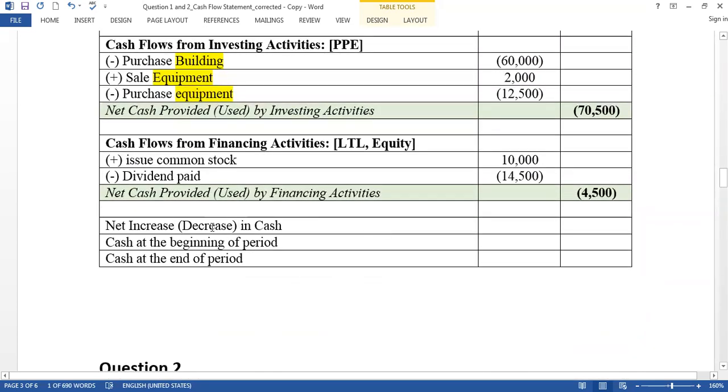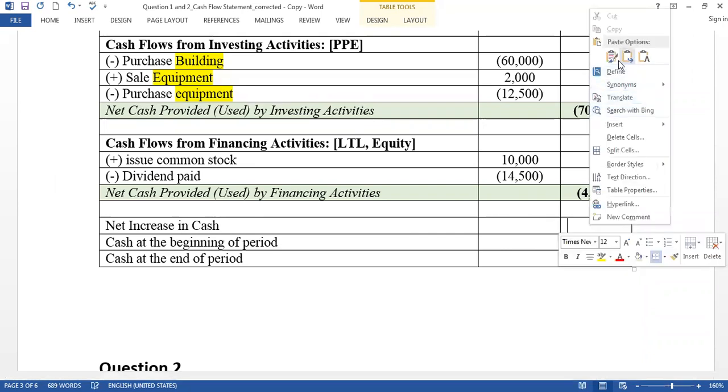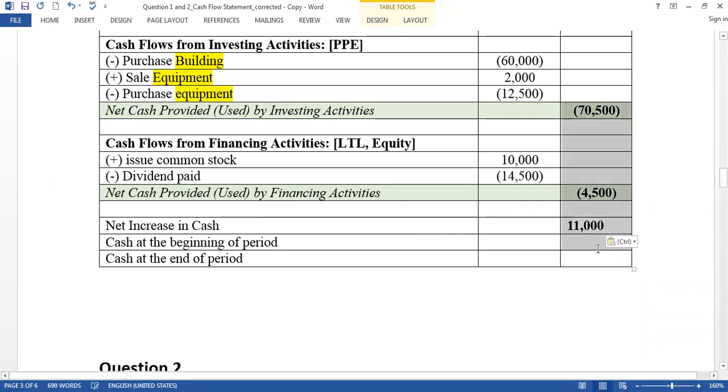And net cash increase, not decrease. Net cash increase $11,000. You can see that. And how do we calculate this $11,000? Current year minus previous year. What is the current year money? Current year is 27,500 minus previous year 16,500. So current year minus previous year is $11,000.